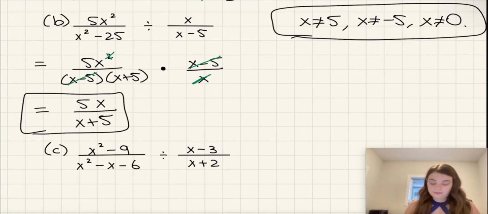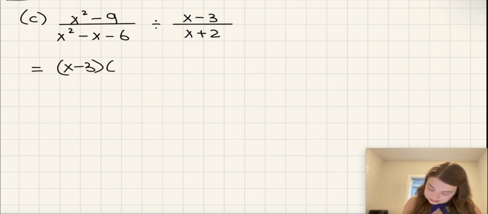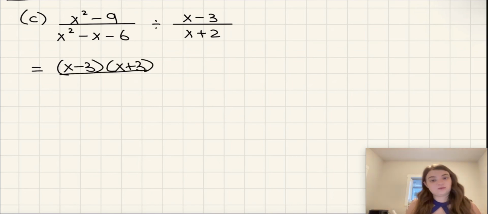Okay, let's do one more example for this one. First things first, I need to factor wherever I can. I can factor the x squared minus 9 because it's a difference of squares. It's going to be equal to x minus 3 times x plus 3. And then the denominator here, x squared minus x minus 6. Let's see if that's factorable.